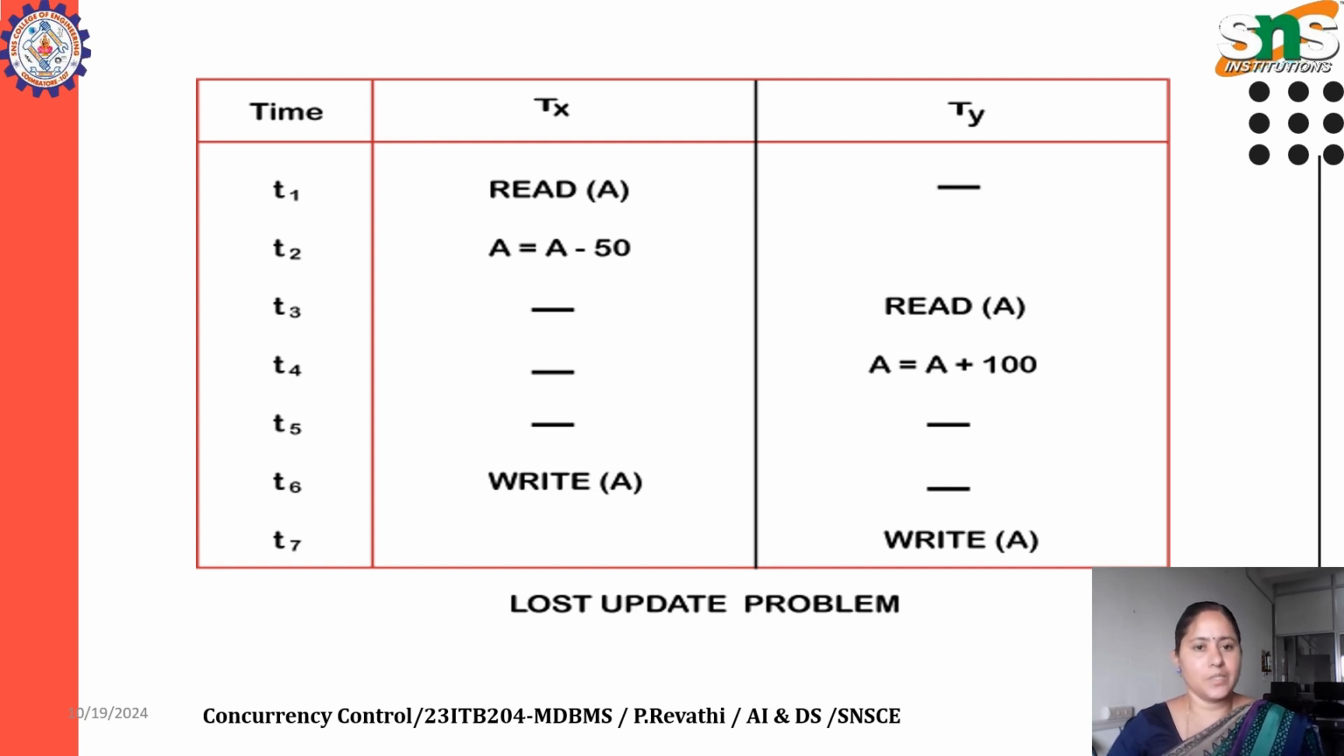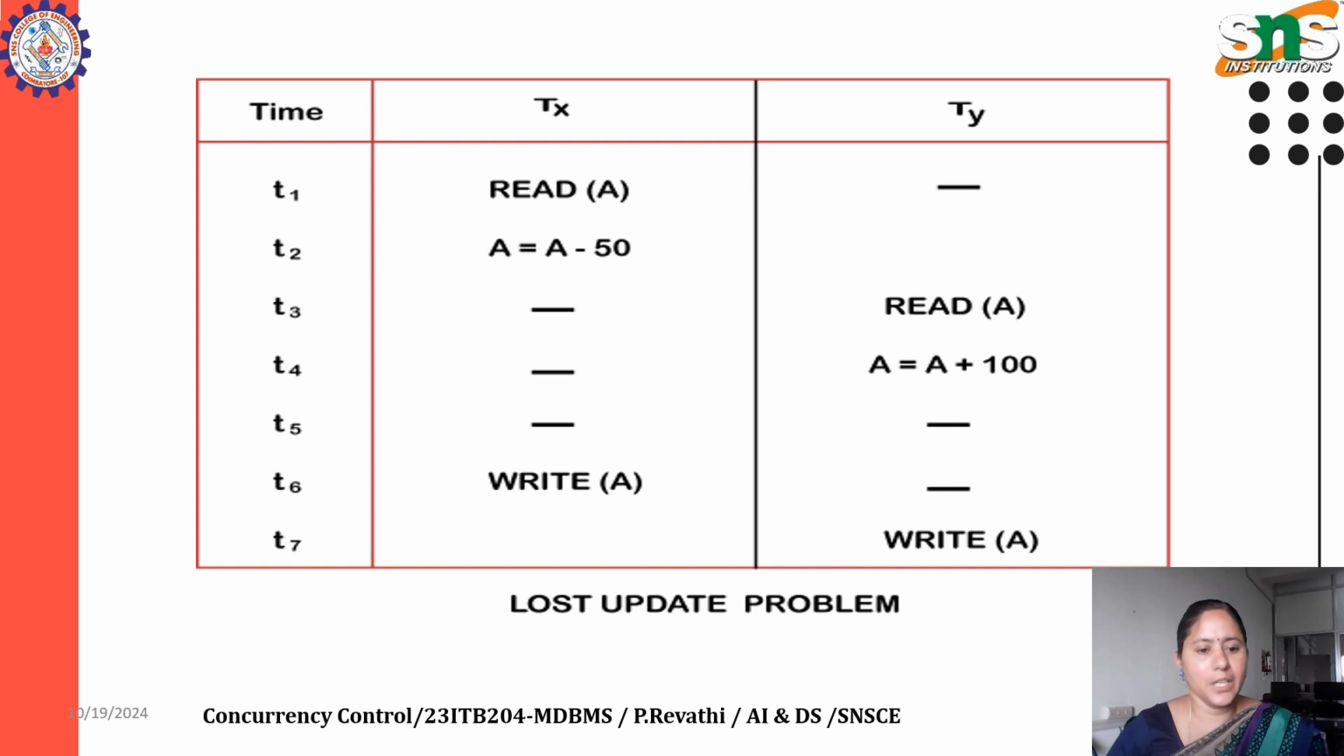In Ty, nothing happens. At time T3, nothing happens in Tx, but Ty transaction reads account A. The value of A is still 300, because in between, the 50 amount was deducted but that is not updated into the database. So during the Ty transaction, the read operation reads account A and that value read is only 300 rupees.